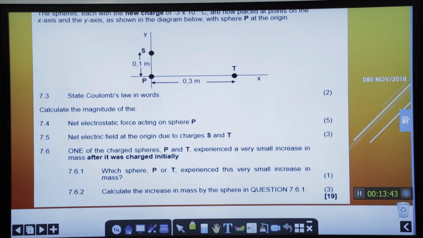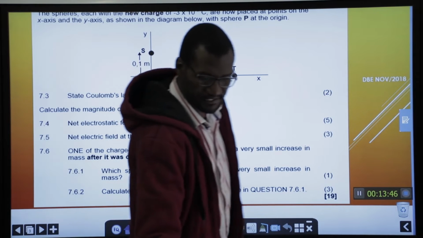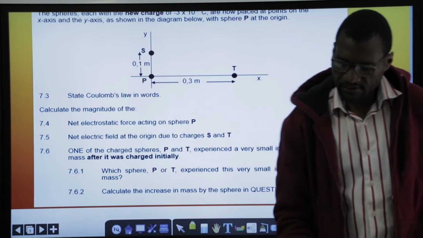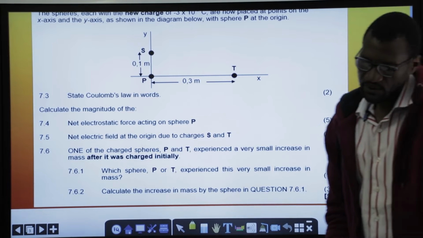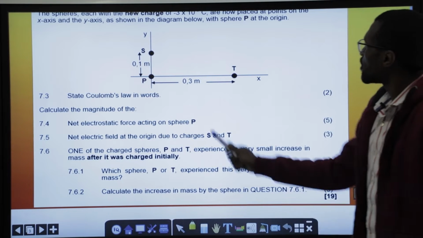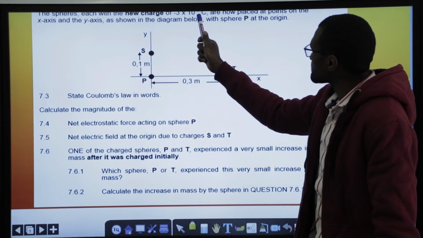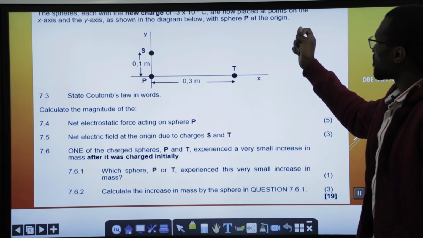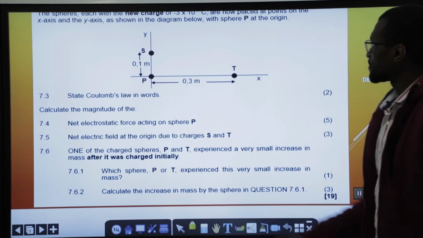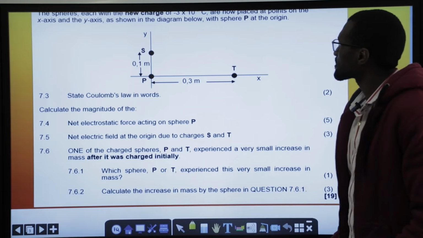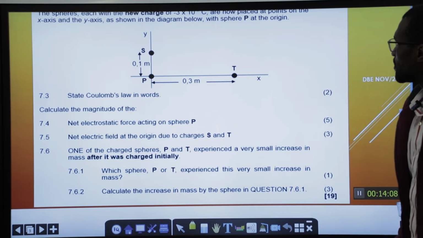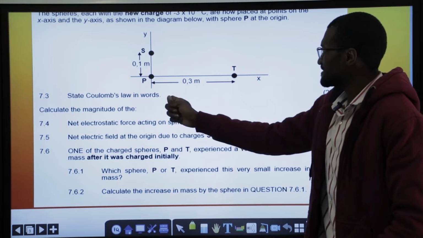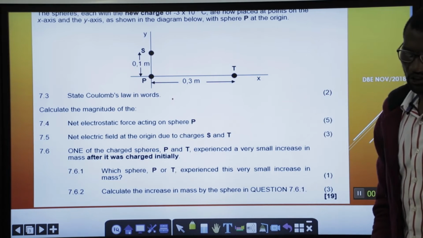Alright, this question goes a little bit further, and then it says, the spheres, each with a net charge of negative 3 times 10 to the power negative 9, are now placed at points on the x-axis and on the y-axis, as shown in the diagram below, with sphere P at the origin, right? Then it states Coulomb's law.